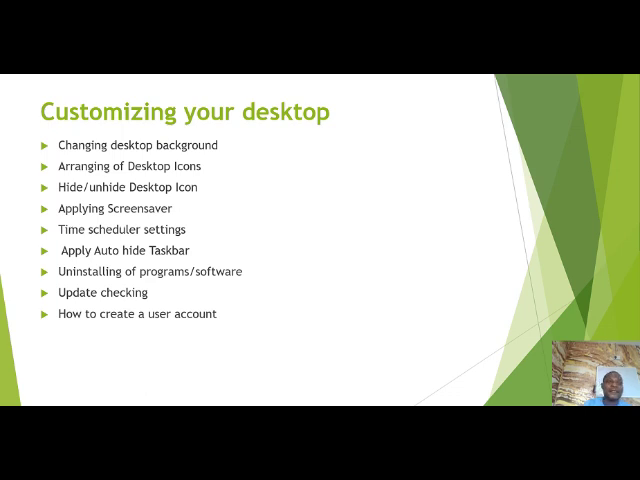system. From there, customizing your desktop, changing desktop background, arranging desktop icons, how to hide and unhide desktop icons, how to apply a screensaver to your system, time scheduler setting, how to apply auto hide taskbar, and how to uninstall software or programs. If you have some software on your system you want to uninstall, you don't need to take it to an engineer before they can remove it, or how you can even install it yourself. How to update it yourself. Update checking: is my system due for update? What's an update package? When you update and some devices are not working again, what is the next step to restore it to the previous point it was?